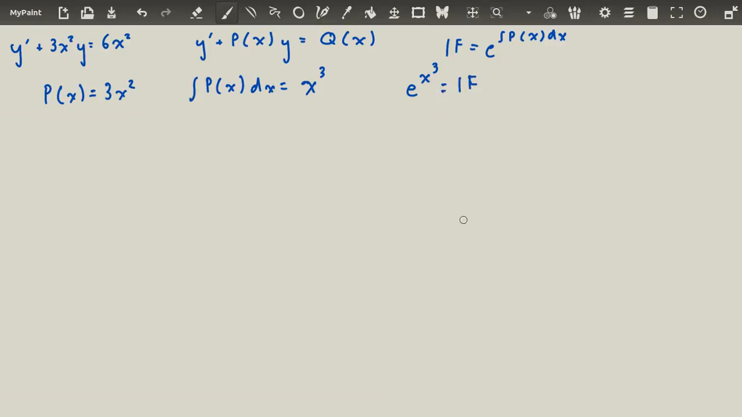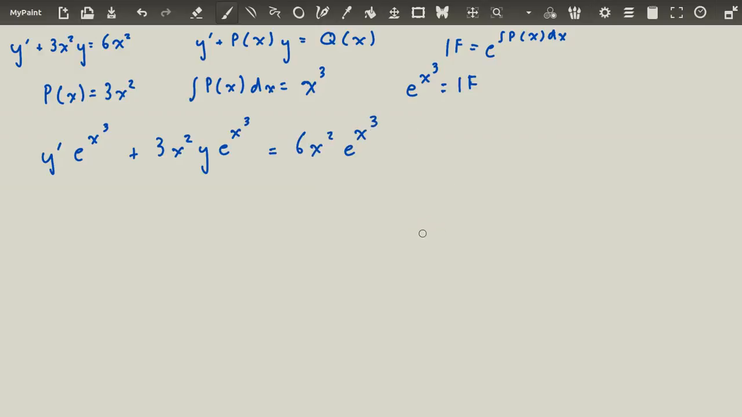So now that we found our integrating factor, we're going to multiply it by the whole equation up here. So that means we get y prime e to the x cubed plus 3x squared y e to the x cubed is equal to 6x squared e to the x cubed.